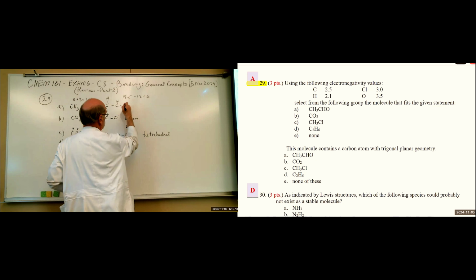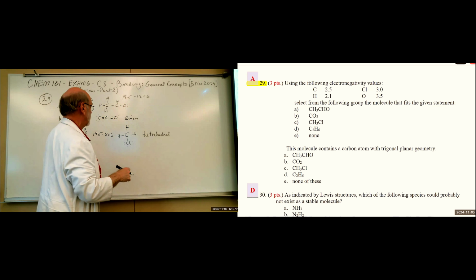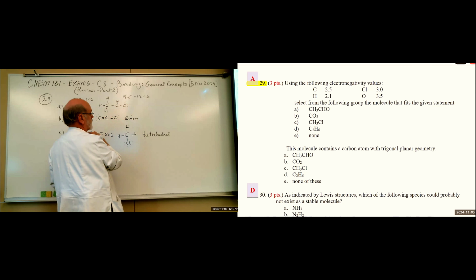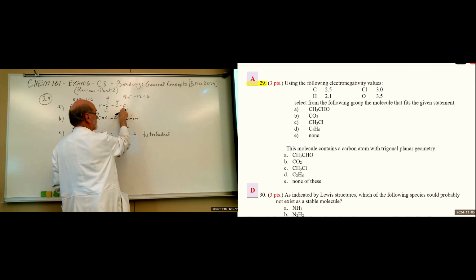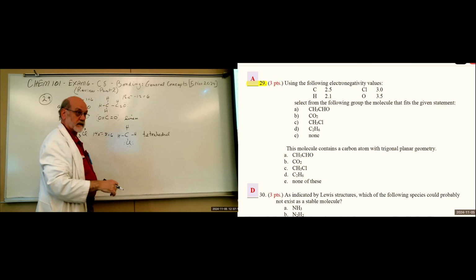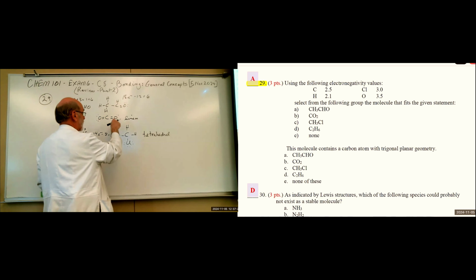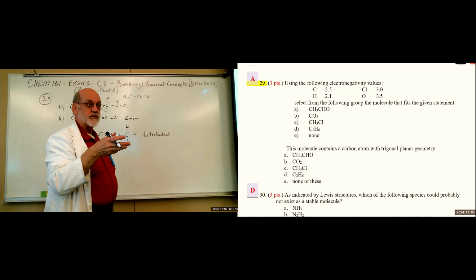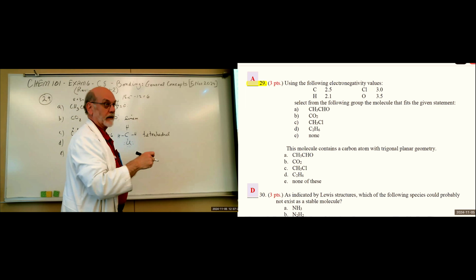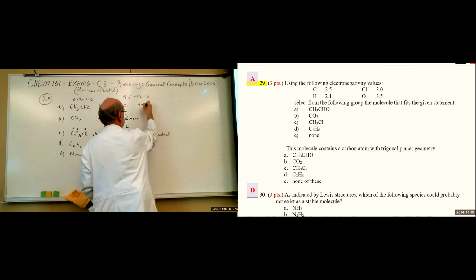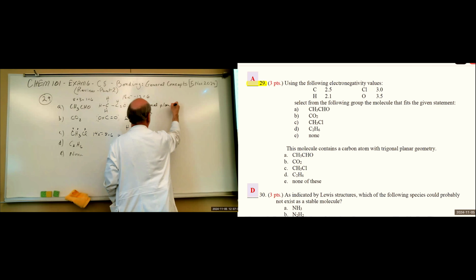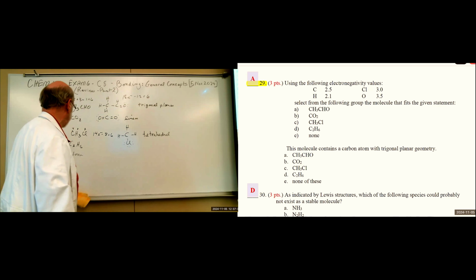So we put our 6 around that oxygen. Then we want to make an octet with this carbon. It's only got 6 right now. So we take 2 of those and make a double bond. Okay. Now that carbon has 1, 2, 3. 3 groups around the central atom is trigonal planar. Well, that was true.